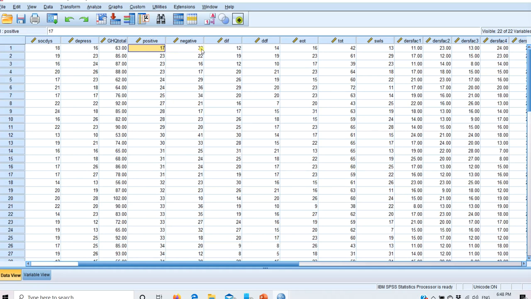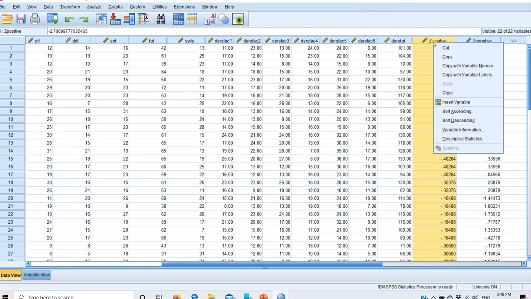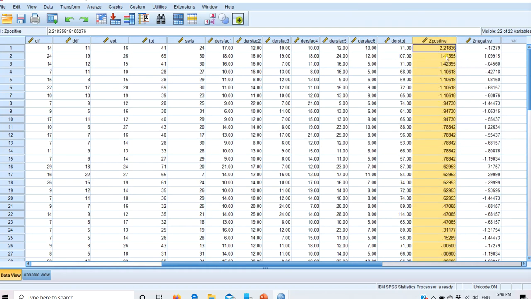This is for positive effect. We have done this for positive effect. Now for detecting the cases beyond plus 2.5, we will sort descending. Now this is having 2.2. So even if we go with the criterion of plus minus 2.5, even then this case is not an outlier. So by the criterion of plus minus 3, there is no outlier in this data set.